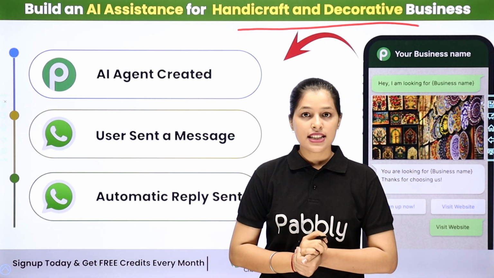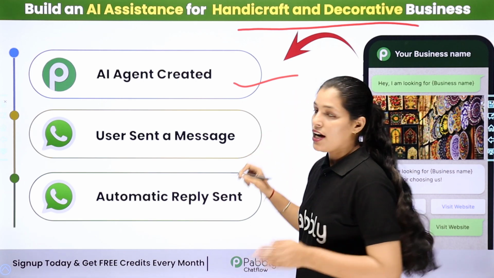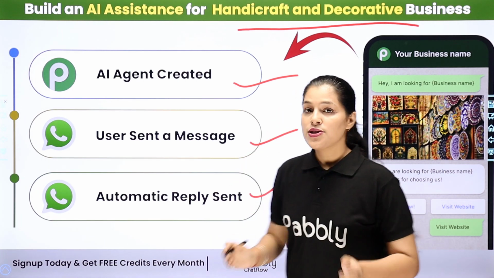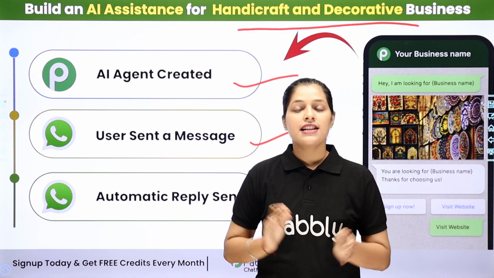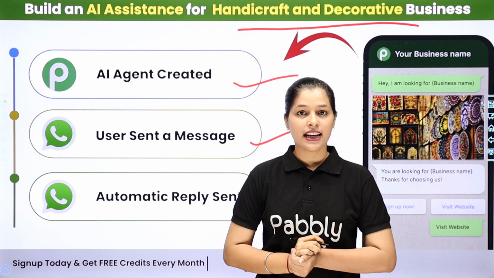So firstly, in this video I am going to build an AI agent using Pabbly Chatflow. Now if a user sends a message, an automatic reply will be sent to them. So if you also want to enhance your customers' experience, then let's dive into my screen for creating your own WhatsApp chatbot using an AI agent.